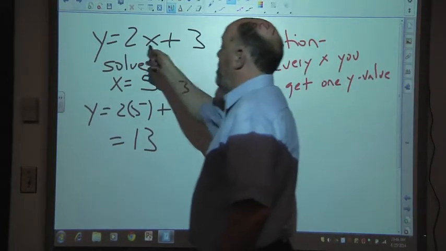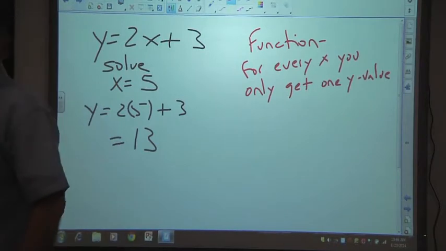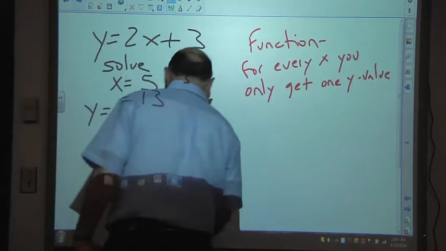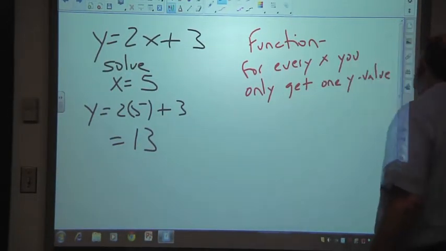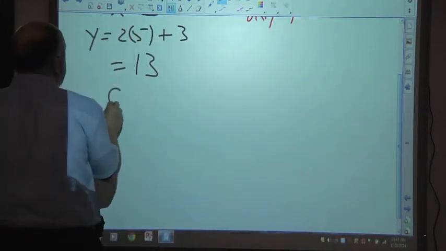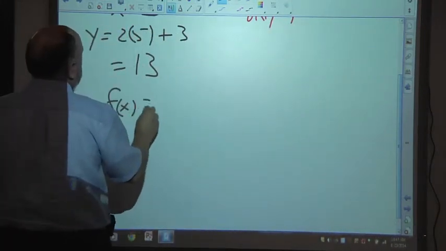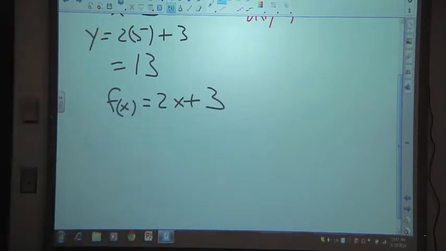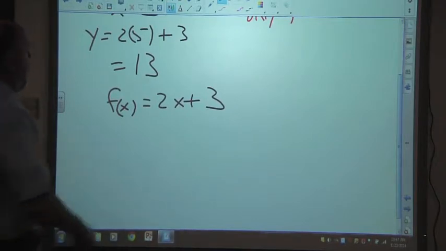So basically here, for every number I plug in for x, I only get one answer. So for every x, there is only one y. So therefore, this is a function. Right? And so I can rewrite this as f of x equals 2x plus 3. Same thing, right?